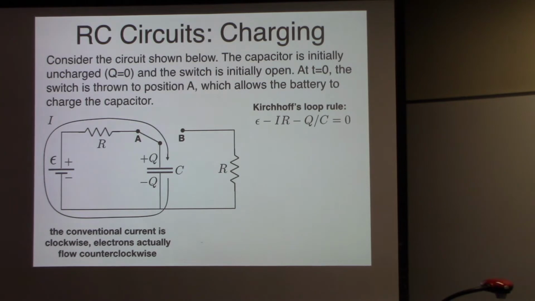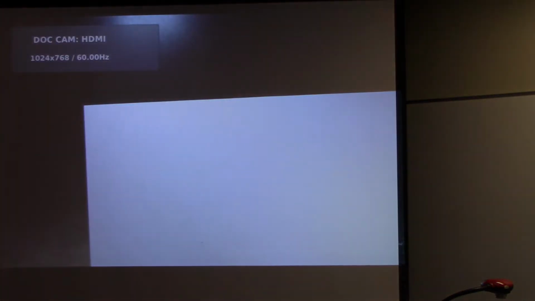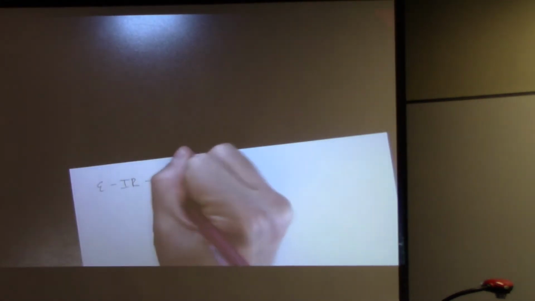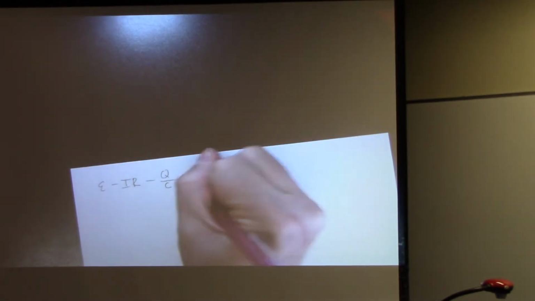Okay, so what we're going to do next is a whole lot of math. Okay, so get ready. Big derivation coming up. So I'm going to write down the loop rule equation we just had. It says epsilon minus I times R minus Q divided by C equals 0.